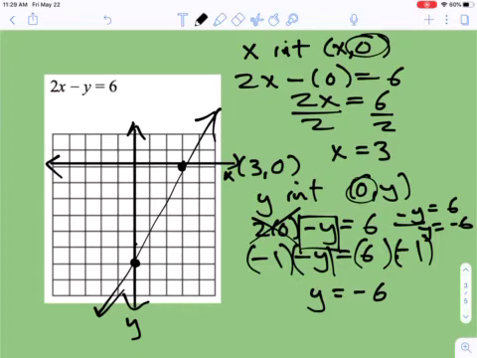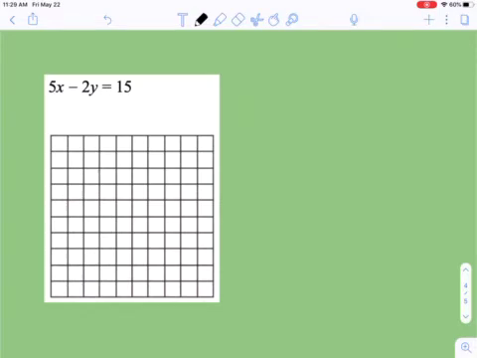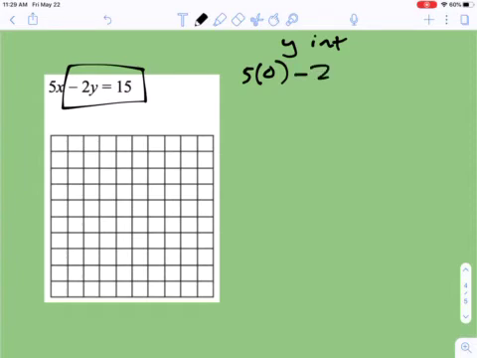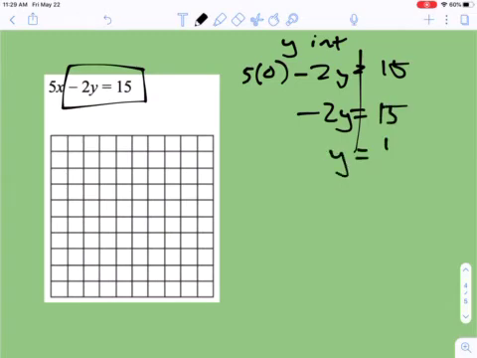So those are the examples I want to show you for this. You'll have some examples, like the next one, which I'm not going to walk all the way through, where you'll notice something when you find your y-intercept. In other words, you make x 0, so you have 5 times 0 minus 2y equals 15. When you simplify it down, you're going to get negative 2y equals 15. y is going to equal 15 over negative 2. You're going to get a fraction.